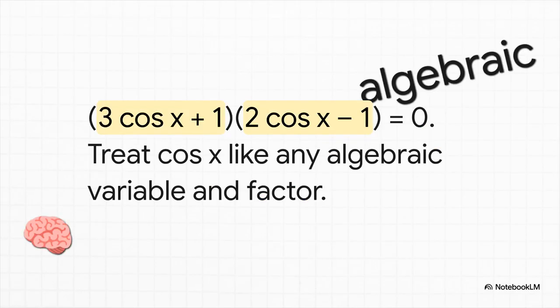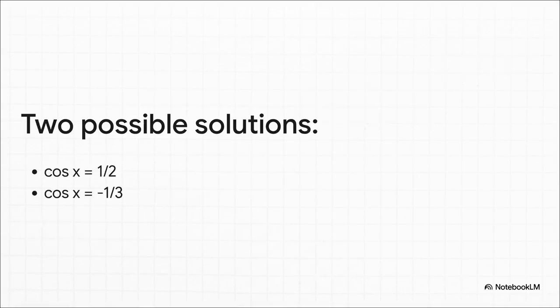So now we solve this just like any other quadratic. And here's a great little mental trick. Just for a second, pretend cos x is a single variable, like y or something. That makes it super easy to see how to factor it into two brackets, just like you would in normal algebra. And you know the drill from here, right? If the product of two things is 0, then one of them has to be 0. This gives us two much simpler trig equations to solve. Either cos x equals a half or cos x equals negative a third.